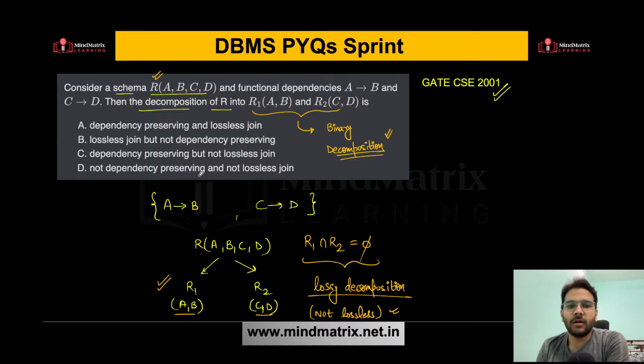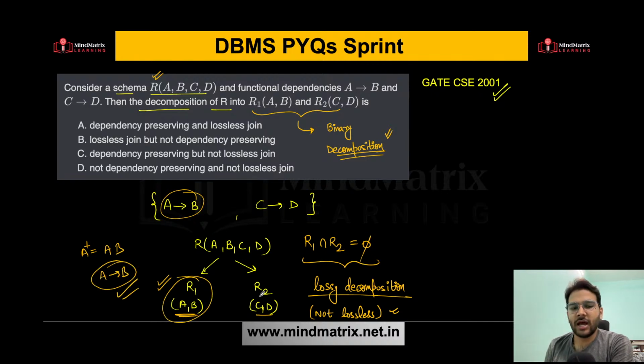Fine. What about dependency preserving? Is dependency preserved here? Tell me. If you see carefully, we have AB here. If I find the closure of A, what do I get? I get A, then using this I can get B also. So A determines B, and yes, it is preserved in this relation. Similarly, C determines D is preserved in relation R2 also. So both the dependencies are preserved by these two relations R1 and R2. So yes, dependency is preserved.